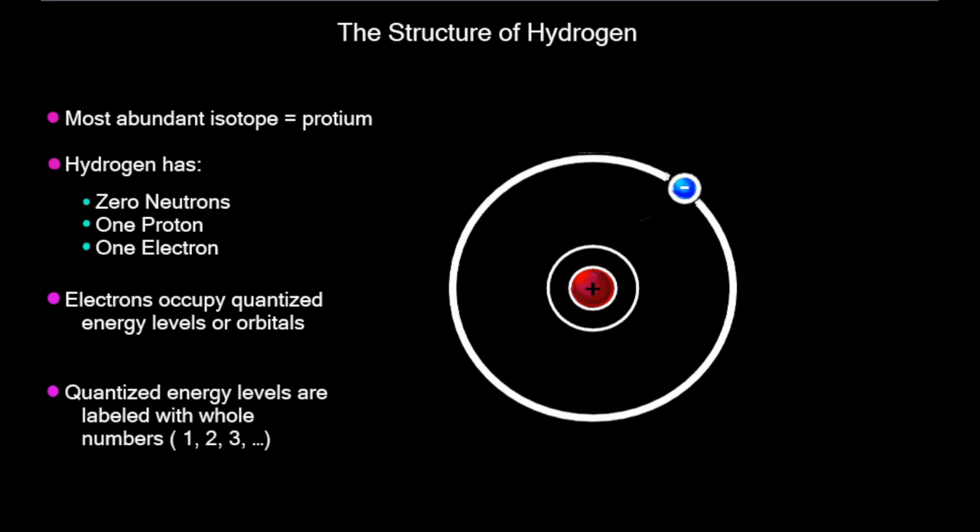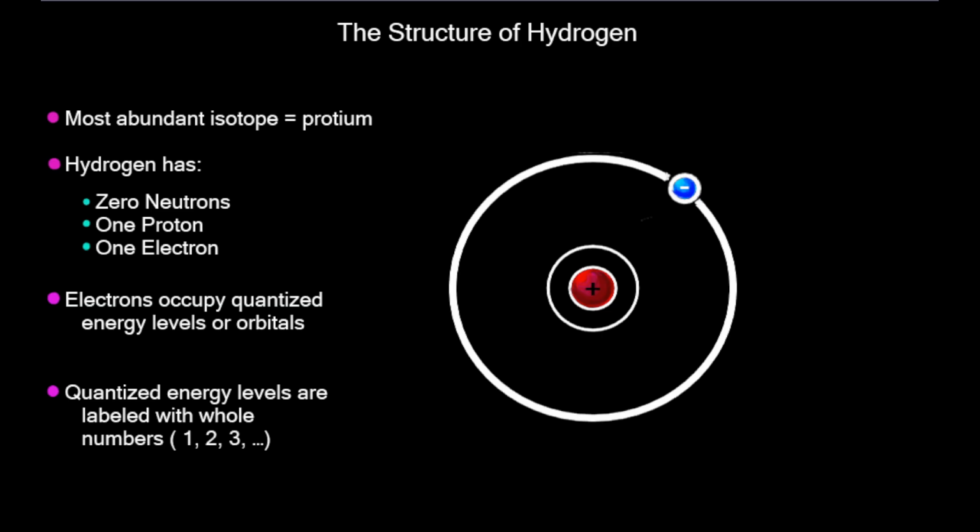On this slide, we're going to learn about the structure of the hydrogen atom. In nature, hydrogen exists in three isotopes. The most abundant is protium, which has one proton and zero neutrons in its nucleus. An isotope is a form of an element that has the same number of protons, or the atomic number, but a different number of neutrons. Remember, the number of protons is what identifies an element. So all isotopes of hydrogen always have one proton. What changes among the isotopes is the number of neutrons.